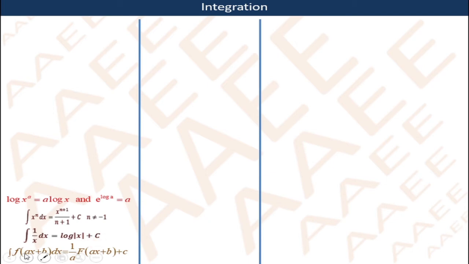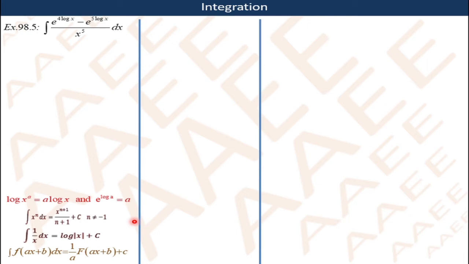And the last one is the identity: the integral of f of ax plus b dx is equal to 1 upon a times the integral of f, that is, F of ax plus b plus the constant of integration c. So let us see the sums. First, example number 5, page number 98.